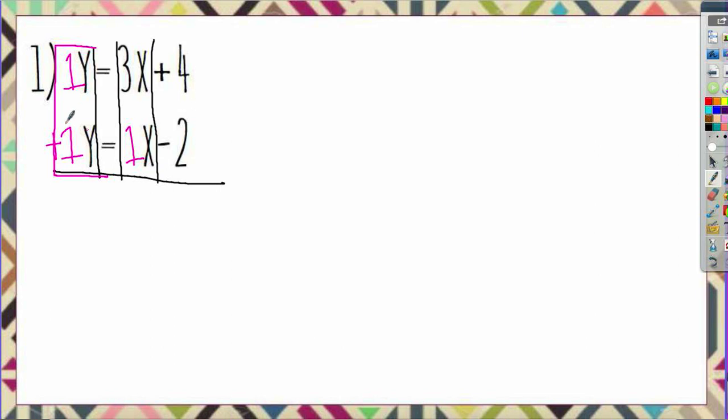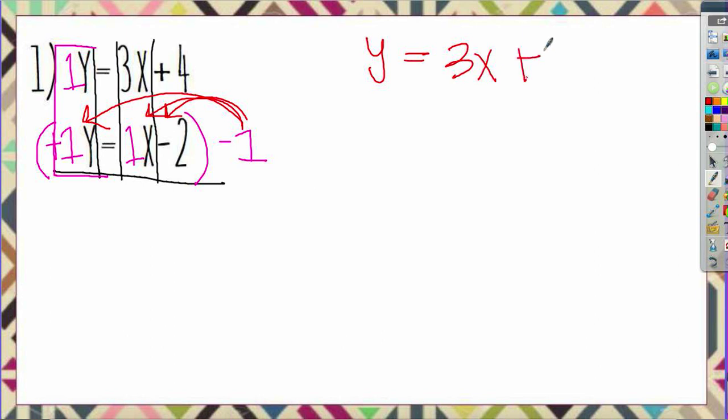But when I do that, I can't just multiply y. I have to maintain equivalence. I have to make this a whole totally equivalent equation. So I have to multiply the entire second equation by a -1. So I have to use that distributive property and distribute this -1 to all three terms here. The first equation is remaining unchanged. It will remain a positive 1y equals 3x plus 4. But now the second equation, a -1 times a positive 1, is going to give me a -1y equals -1x, and a -1 times a -2 is going to leave me with a positive 2.